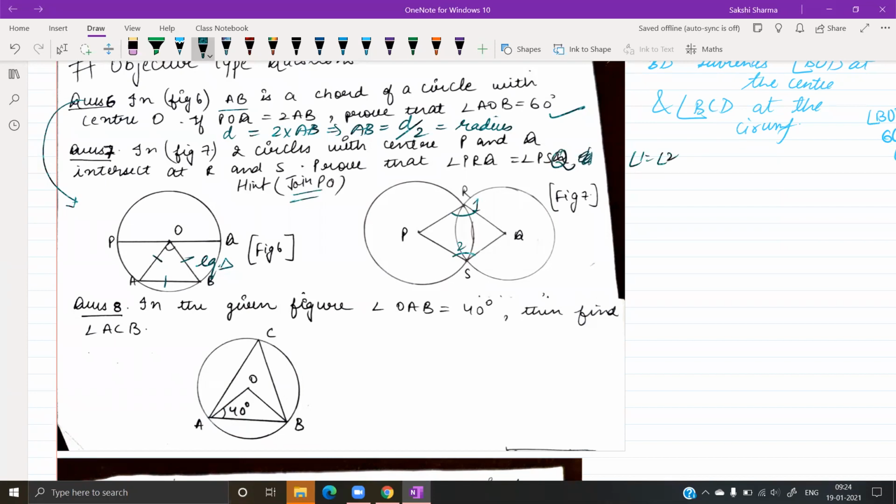And you are given a clue here, join PQ. You want to join the centers of the two circles. You will obtain two triangles. And these two triangles can actually be proved congruent to each other by SSS. There is a common side for the two triangles. PR and PS are equal. These are the radii of the same circle. QR and QS are the radii of the circle with center Q. And hence you will have your angle 1 equal to angle 2 by CPCT.